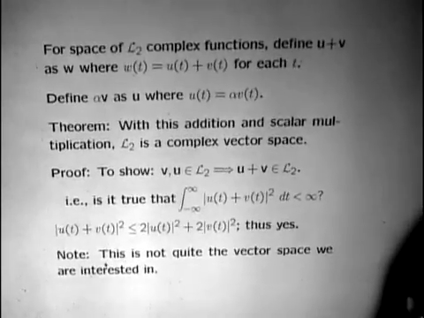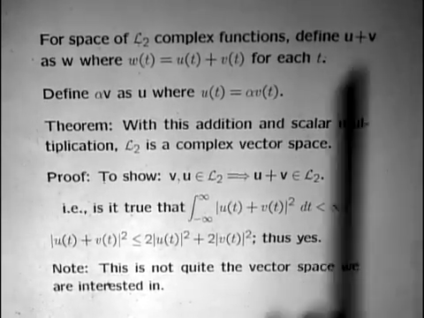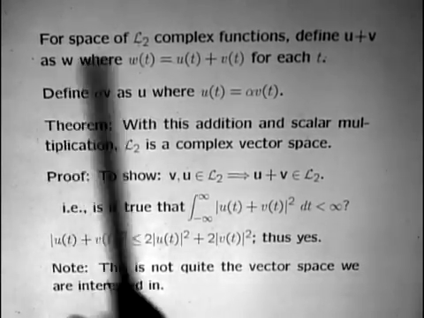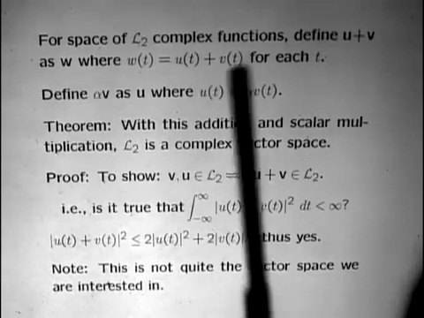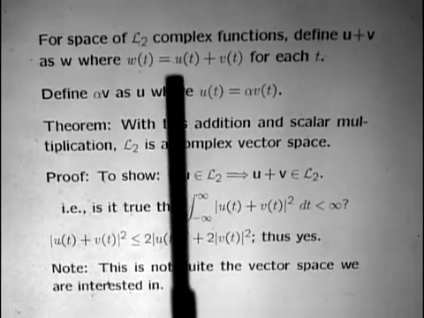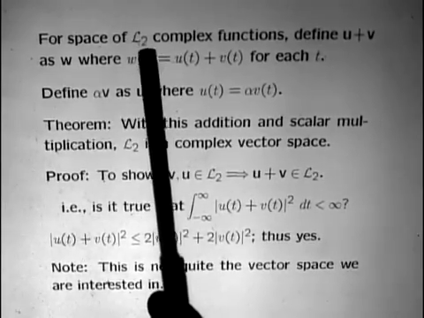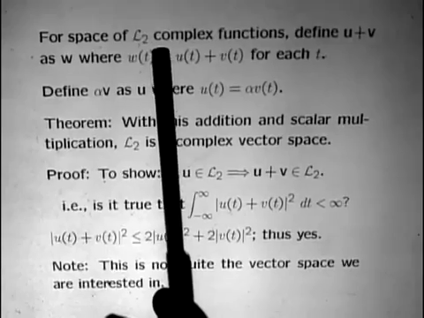Okay, so for the space of L2 complex functions, we're going to define u plus v as w, where w of t equals u of t plus v of t. Now, I've done a bunch of things here all at once. One of them is to say what we used to call a function, u of t, we're now referring to with a single letter, boldface u.